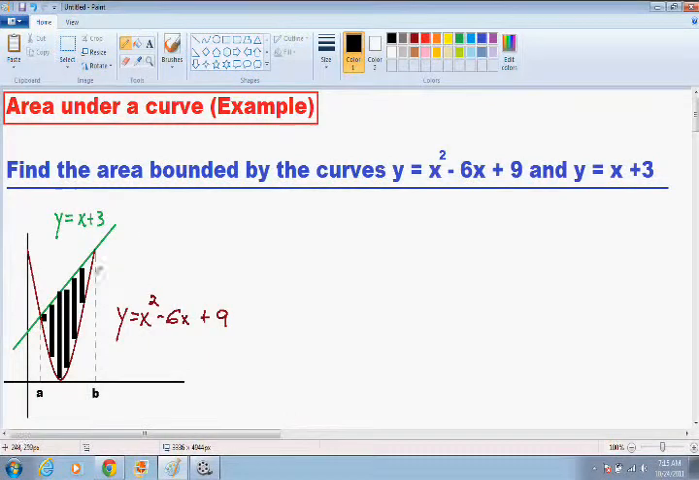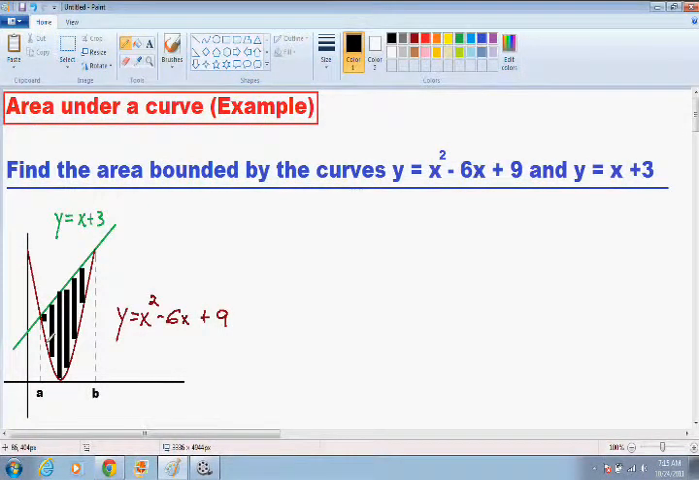So if you notice that every single one of these rectangles, the top of the rectangles touch the green curve y equals x plus 3. So that is our top function, since the top of the rectangles all touch that curve. And the bottom of the rectangles all touch the red curve, y equals x squared minus 6x plus 9. So that is our bottom function.